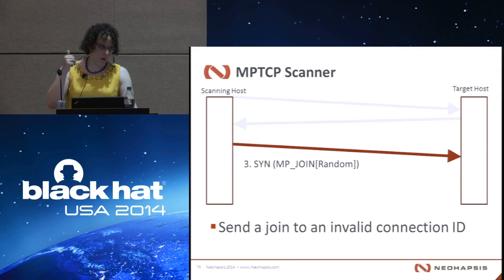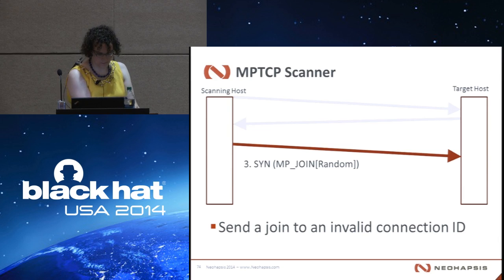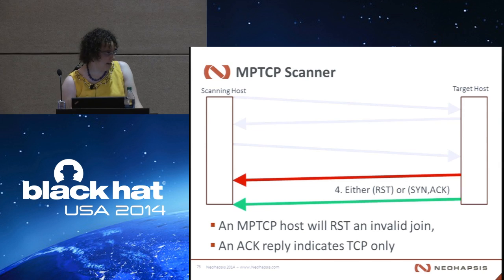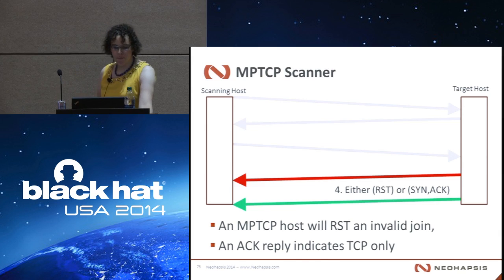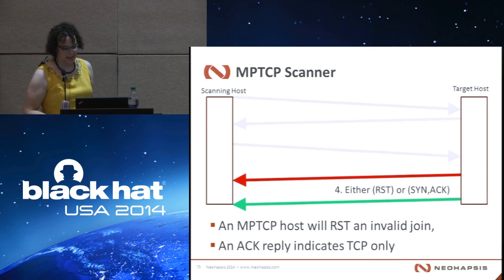So, we then send a join request to add a stream to an invalid connection. If it accepts it, it doesn't understand multipath, and it's just a standard TCP connection. If it rejects it, it'll reset it, and we know that it actually understands multipath. It's not just agreeing with us.